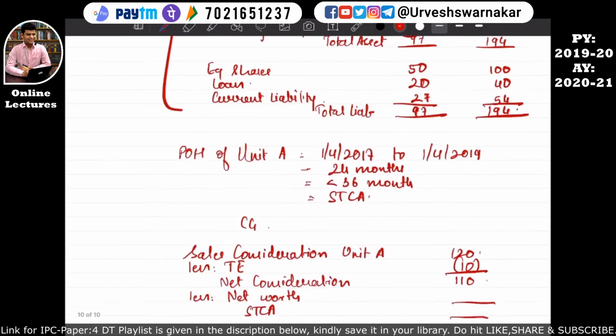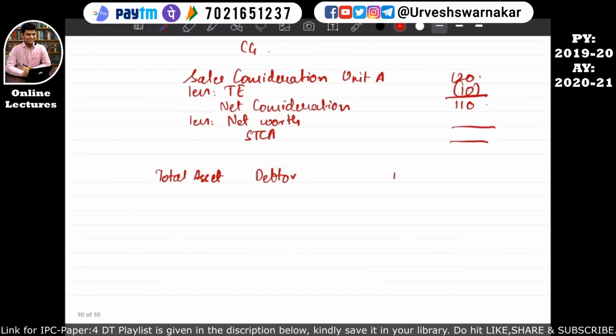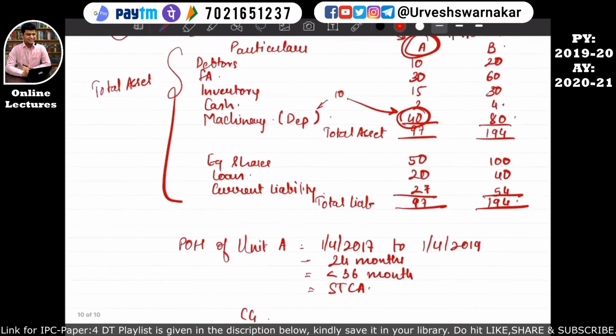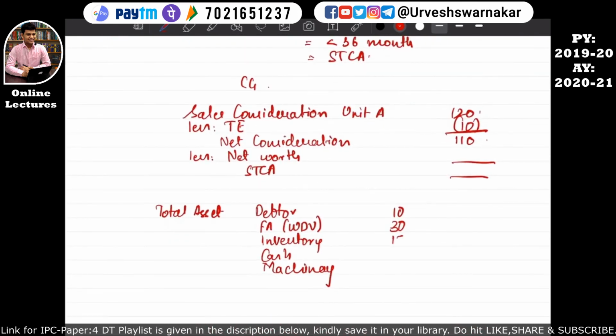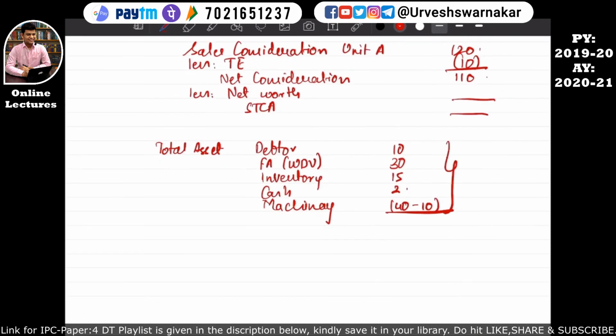Debtors is equal to 10. Fixed asset, which is at WDV only, so we will mention the figure of 30 over here. Inventory, cash, machinery: inventory is given in the question as 15, cash is 2, and machinery is 40. But depreciation has not been claimed for the earlier years, so we need to claim it now. So it will become 30. Let's total this off. The total will come to around 87. I hope this is quite clear.